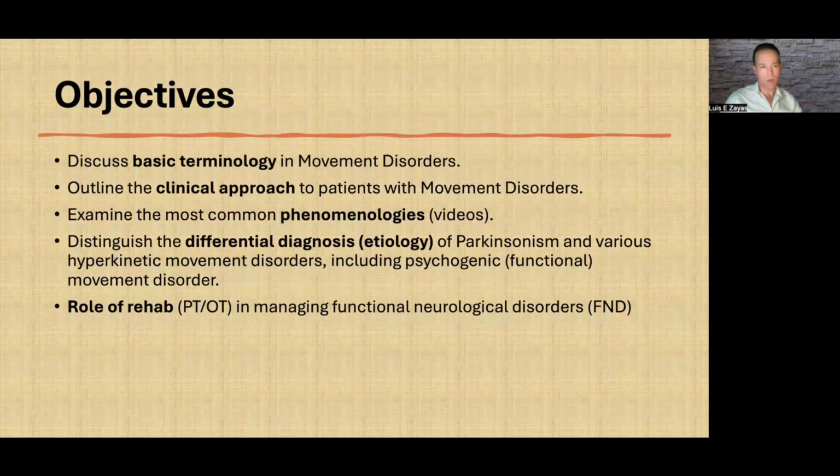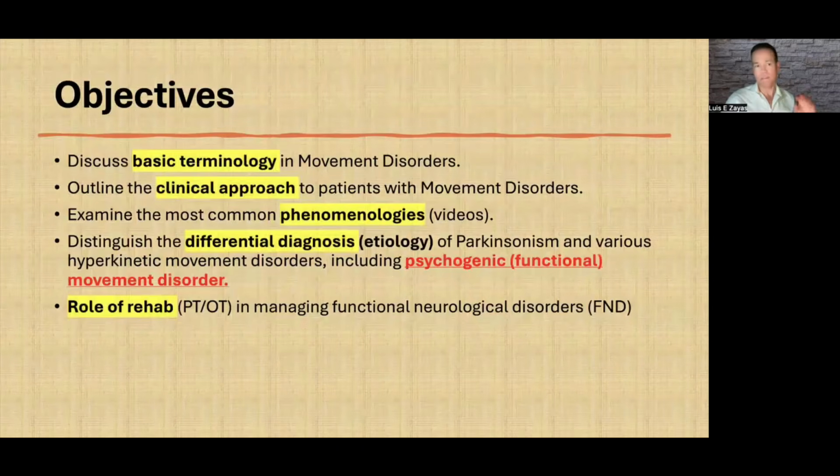Objectives. So basically, we are going to talk about the basic terminology, clinical approach, phenomenology, differential diagnosis, including functional movement disorder, which is approximately 10 to 20% of the patients that I see in the movement disorder clinic. And at the end, we will talk about the role of rehab, specifically PT and OT, in the management of those patients with functional neurological disorder.